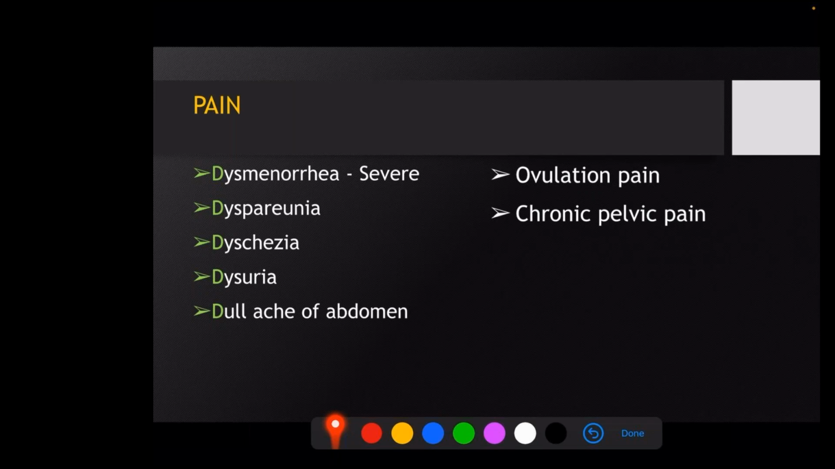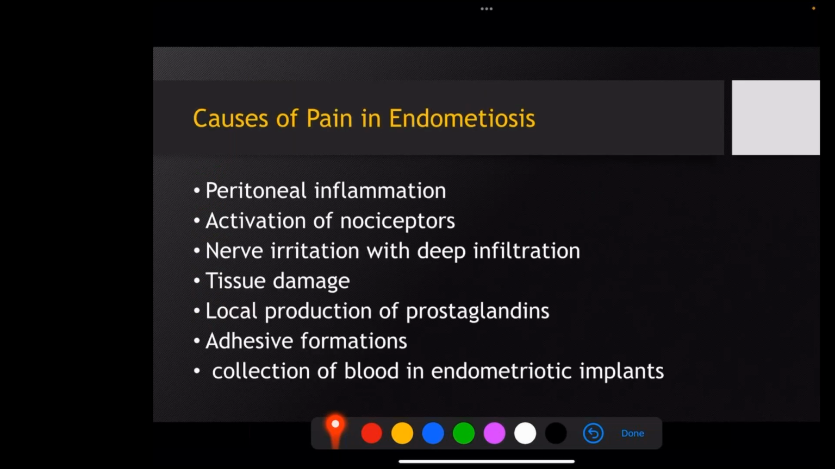Then what are the causes of pain in endometriosis? Several theories are put forward: peritoneal inflammation, activation of nociceptors or pain receptors, nerve irritation with deep infiltration, tissue damage, local production of prostaglandins, adhesion formation, and collection of blood in endometriotic implants.